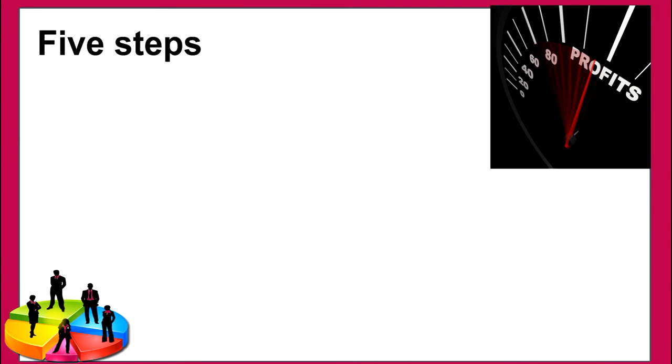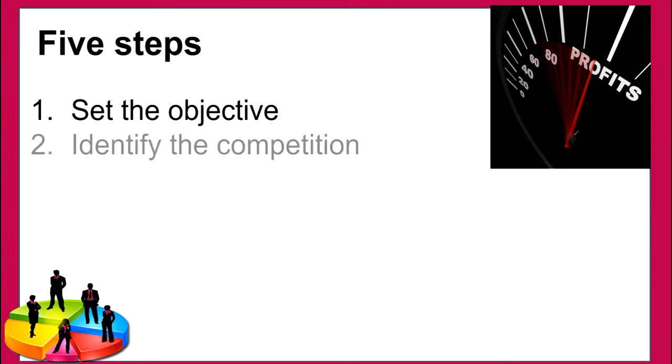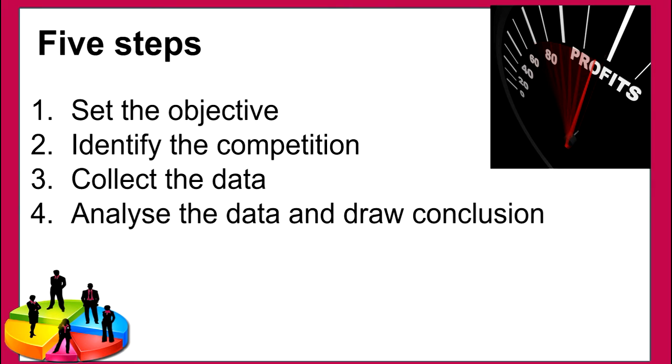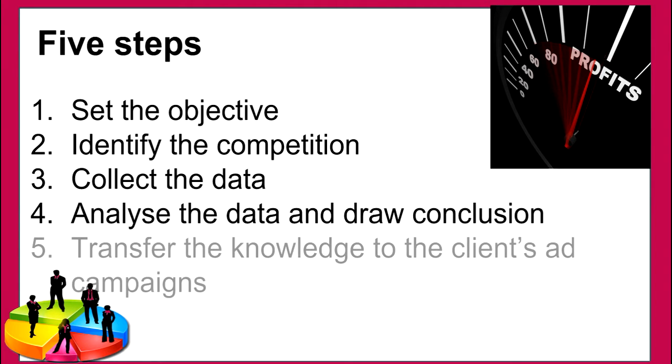We start with 5 in-depth steps to the competitive performance strategy. First, we want to set the objectives. Second, we identify the competition. Third, we collect the data. Fourth, we analyze the data and draw conclusions, and then fifth, we transfer the knowledge that we've gained directly to the client's advertising campaigns.